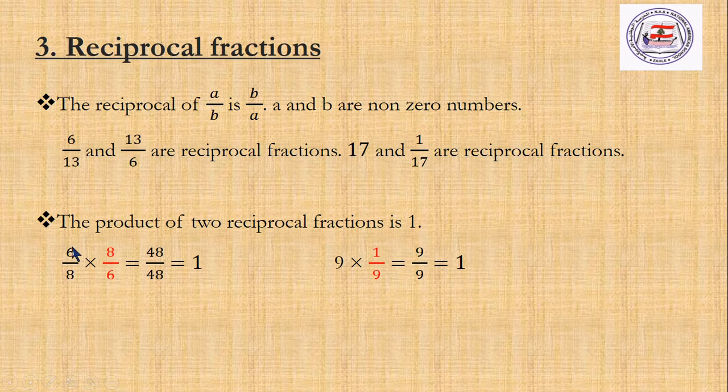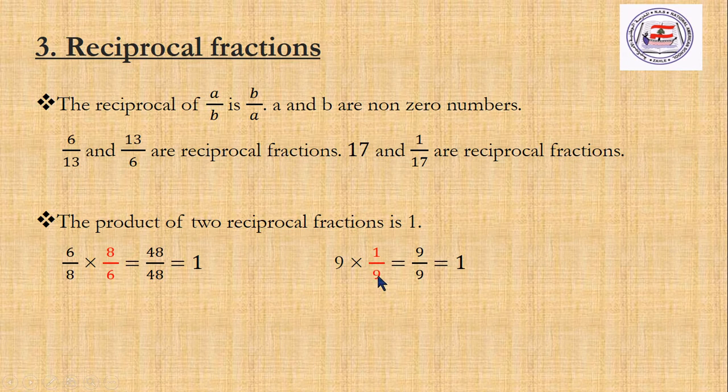Let's see. 6 over 8 times 8 over 6. This is the reciprocal of the first fraction. 6 times 8, 48. 8 times 6, 48. Then 48 over 48 is 1.